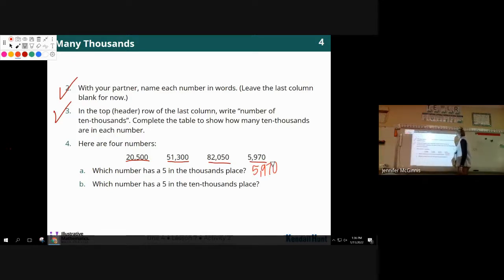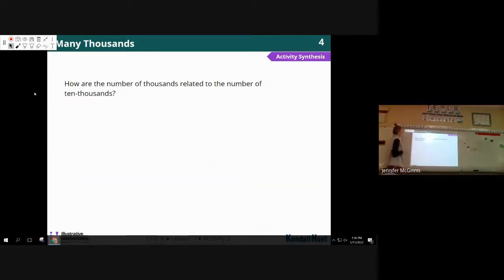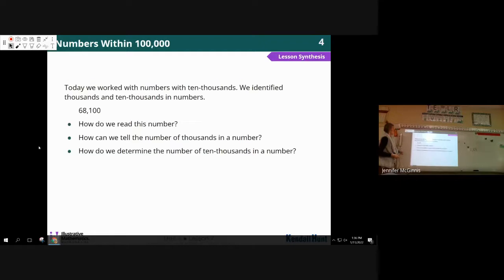Which number has a 5 in the 10,000s place? Levi? 51,300. Very nice. Today we worked with numbers with 10,000s. This was our focus today, this 10,000 spot. We identified thousands and 10,000s in numbers.